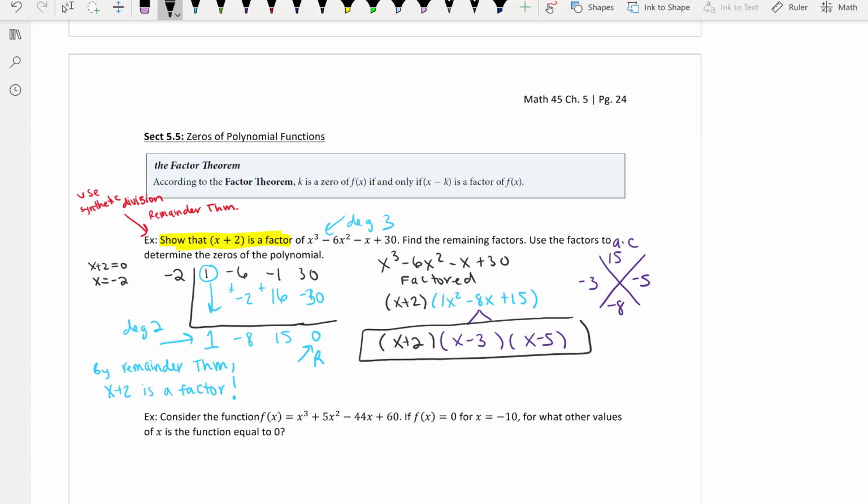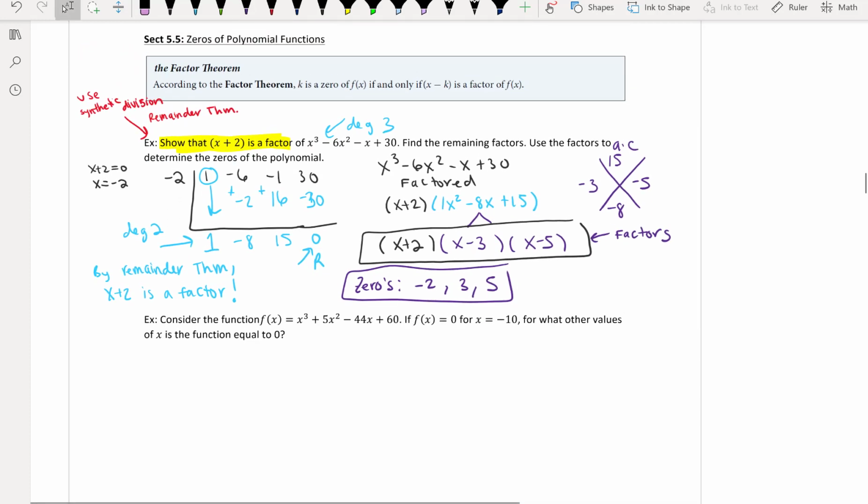So now I have found the remaining factors. So now I know that my zeros are negative 2, positive 3, and positive 5. And this we can call the factors. So I found the remaining factors and I labeled them, as well as I determined the zeros and I labeled those as well. Okay. All right. So there's a lot of theorems that we're getting used to, and that's okay. We're just going to have to make sure that we use them accordingly.